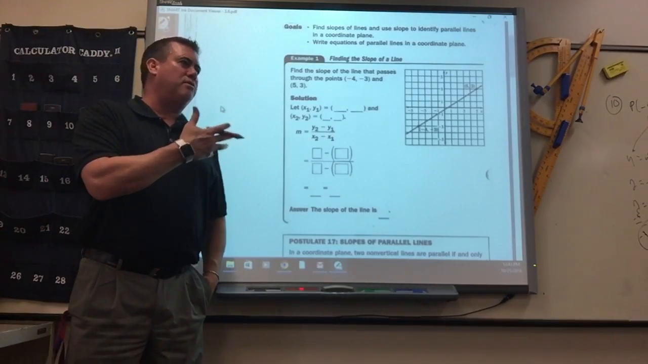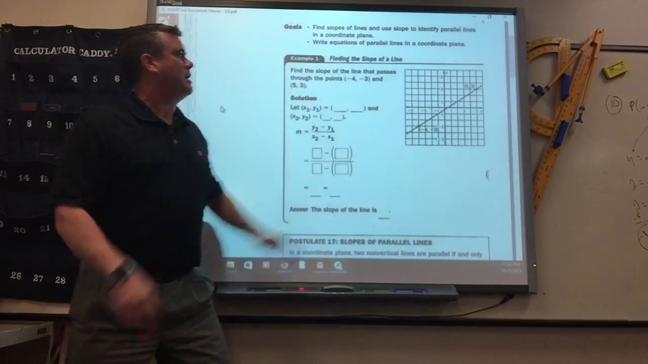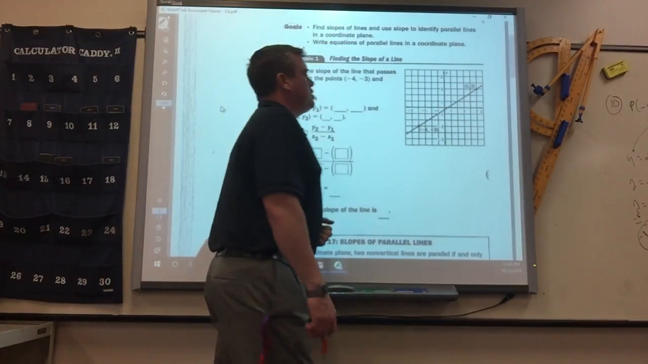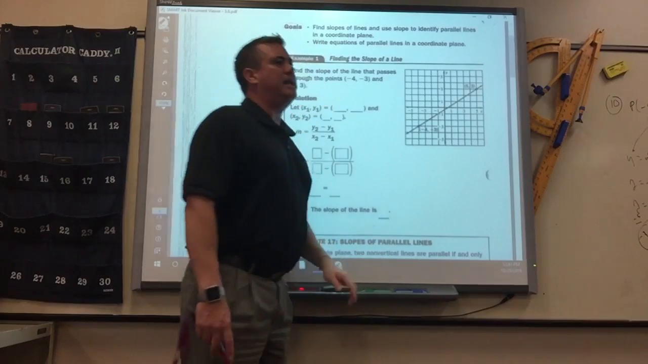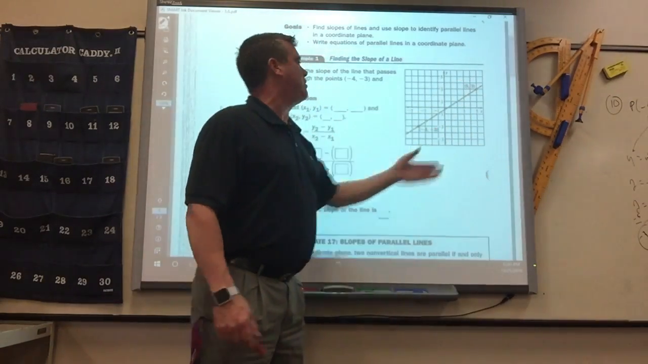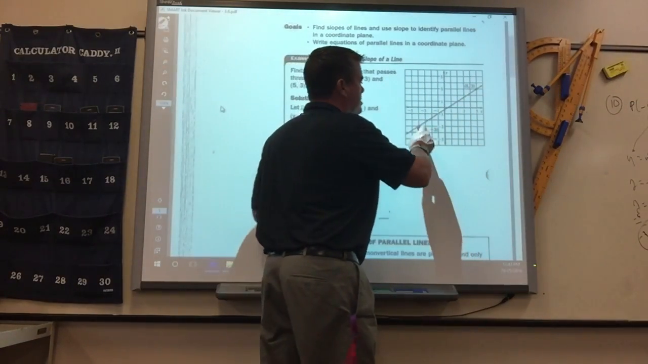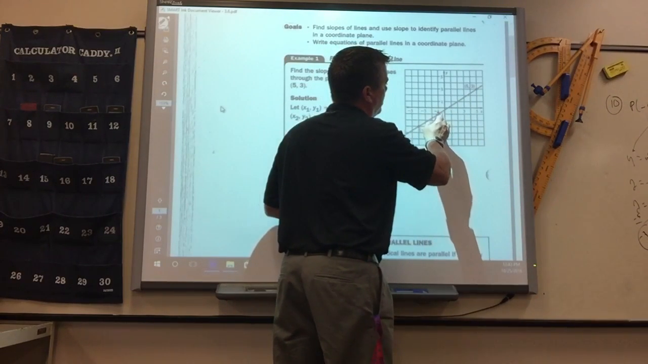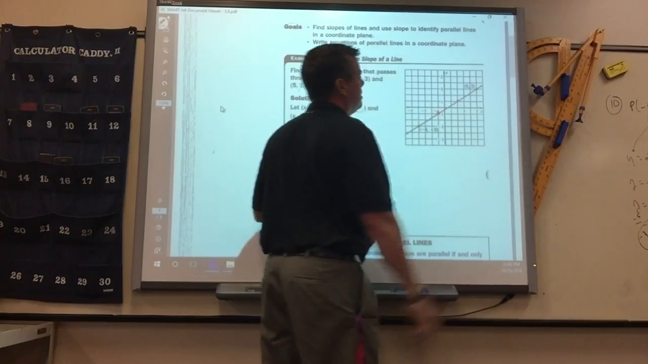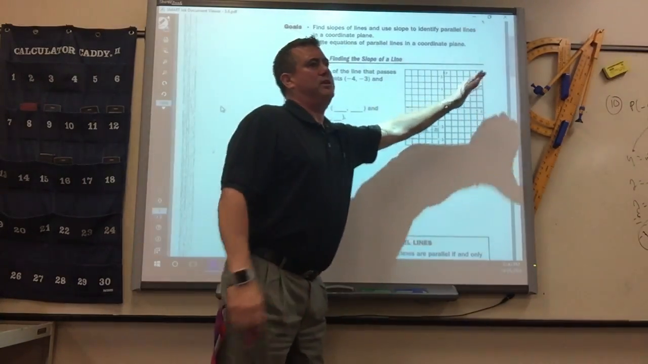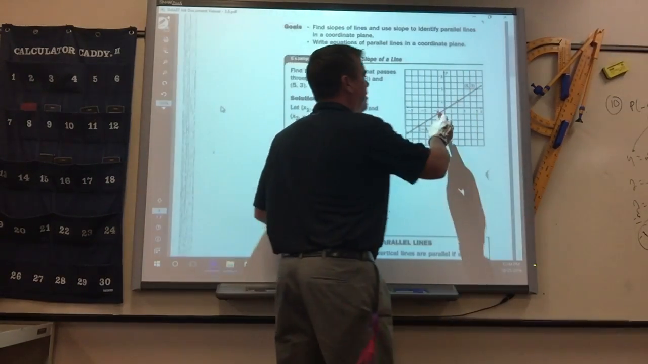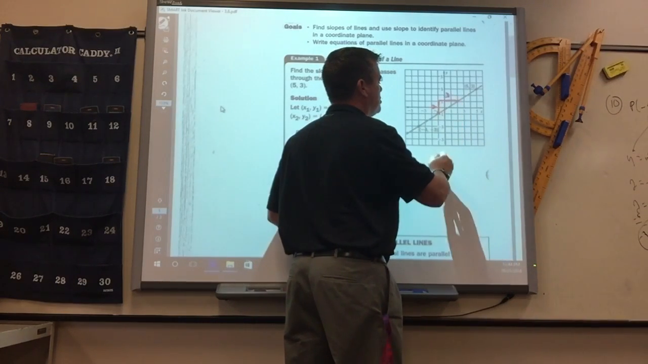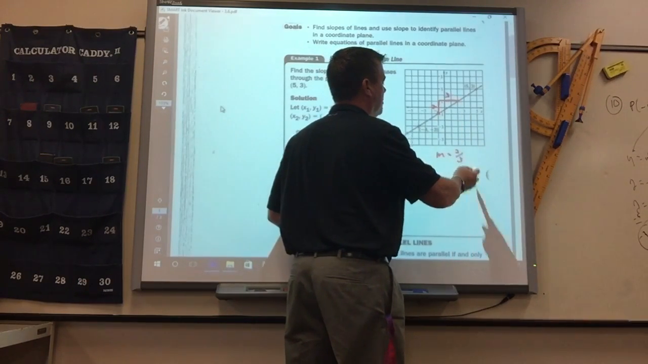All right, just to go over a few of these again. If you've got a graph and you want to find the slope, you can just do rise over run from any two points that the line passes through. It doesn't have to be these two, because if you follow along, it also goes through that point and that point. So you could use any of these points. If I go from here to here, I rise 2 and run 3. So the slope is 2/3.